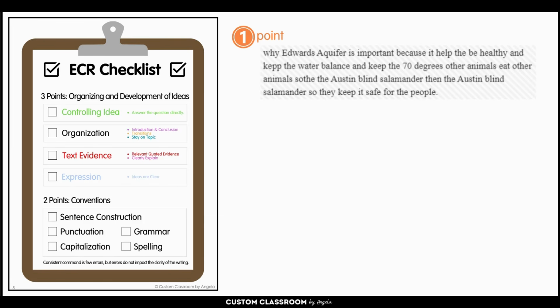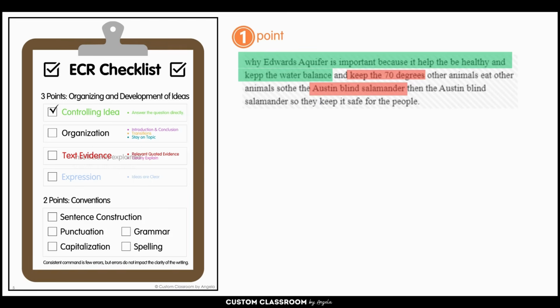All right, so let's start with this student response that got 1 point. Why Edwards Aquifer is important because it helps thee be healthy and keep the water balanced and keep the 70 degrees, other animals eat other animals. So the Austin blind salamander, then the Austin blind salamander, so they keep it safe for the people.